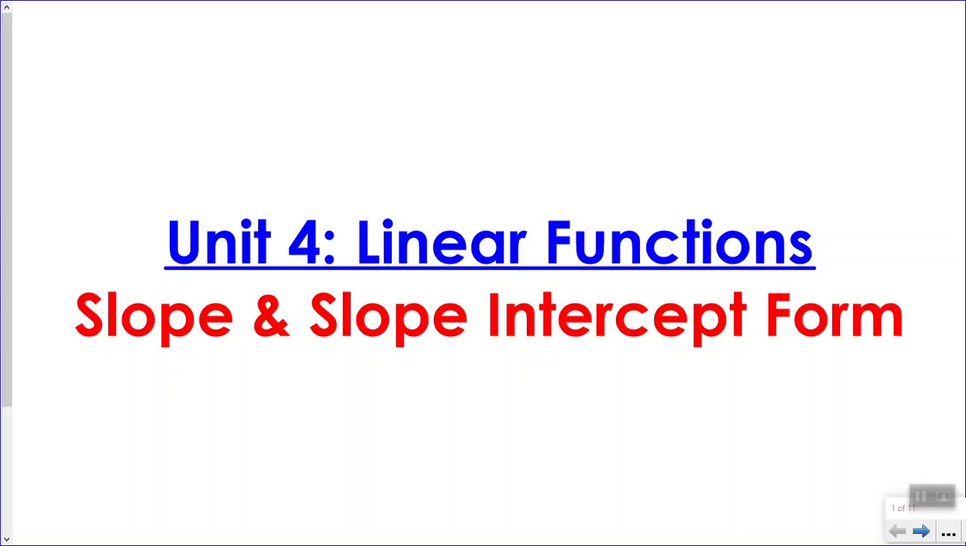In this video, we're going to introduce the concept of slope, and we're going to look at our first form of linear equations, slope-intercept form.